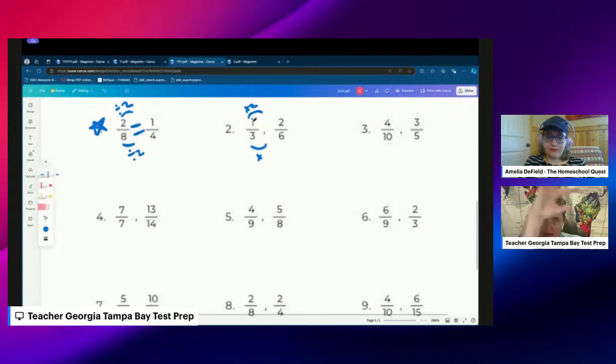I multiply 2 by the numerator. I need to multiply 2 by the denominator. 3 times 2 is 6. Yep, this is equivalent. So the comment I got was we could divide.